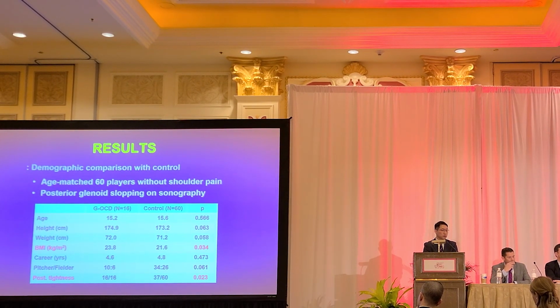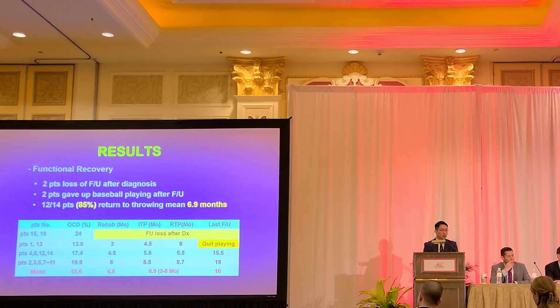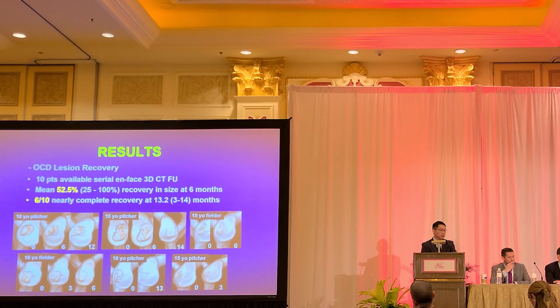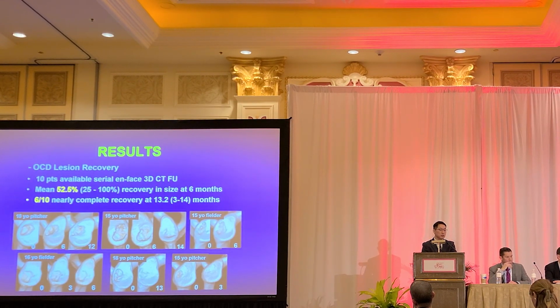Compared with the control group, the statistically significant factors were the higher BMI and the posterior shoulder tightness. Excluding patients who were lost to follow-up and patients who stopped playing baseball, finally 85% of the players returned to throwing at an average of 6.9 months. In 10 patients who had serial follow-up, the lesion recovered 50% at 6 months, and 6 patients had nearly complete recovery at 13 months.